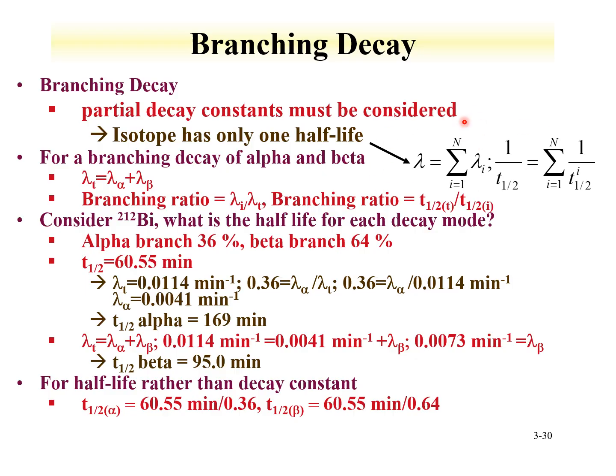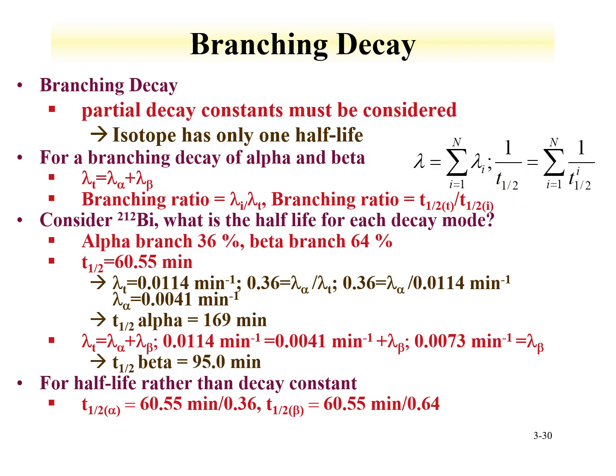From this equation here, the total decay constant is just equal to the sum of its components. Let's take an example of an isotope that decays by alpha and beta. So the alpha decay constant plus the beta decay constant is equal to the total decay constant. The branching ratio is just the ratio of the decay constant of the alpha divided by the total decay constant. You could also look at the half-lives, where the branching ratio is the total half-life divided by the half-life of the decay route.